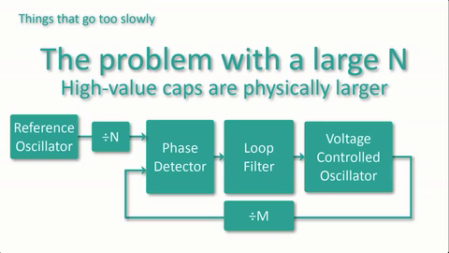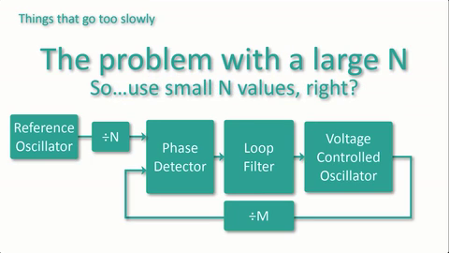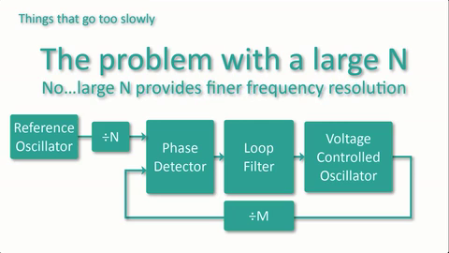Multiplying the frequency in the PLL also multiplies the phase noise. If you're looking for a clean output, you want to minimize the overall multiplication factor, which means you also need to minimize the divider. Well, since large values of N appear to be problematic, let's just use small values of N. But see, that's a problem too. The larger the value of N, the smaller the resolution of the synthesizer.